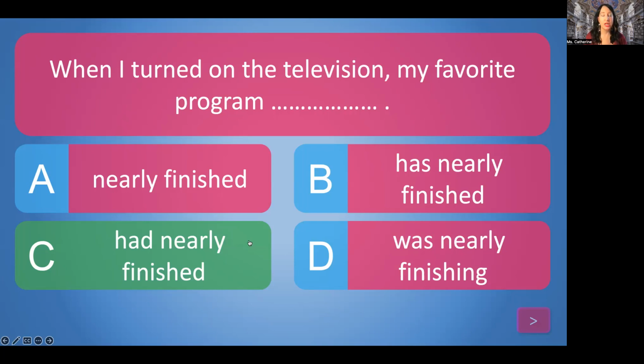Okay, so we're looking at the clue word when. When I turned on the television happened in the past. Okay, so we're talking about two completed past actions. It started in the past and it ended in the past. Okay, good job. I know this is tough.